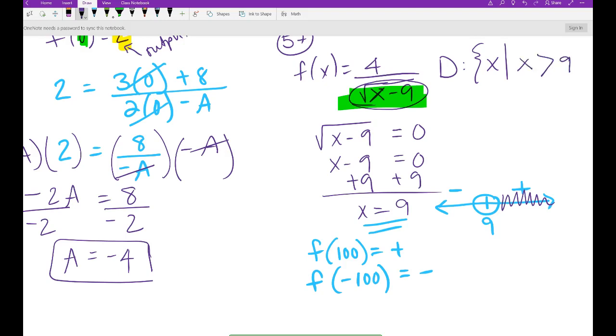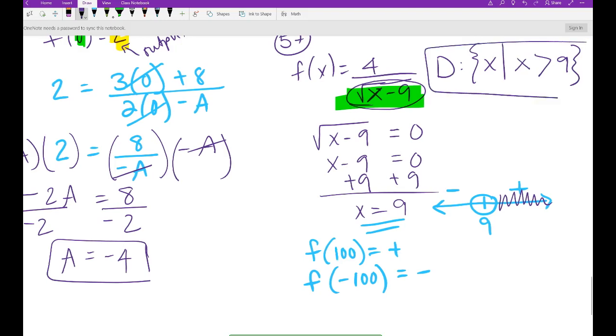Yeah, x is greater than 9, okay? Because we have to see which direction is positive. Okay. Would this be on your quiz? Oh, for sure.